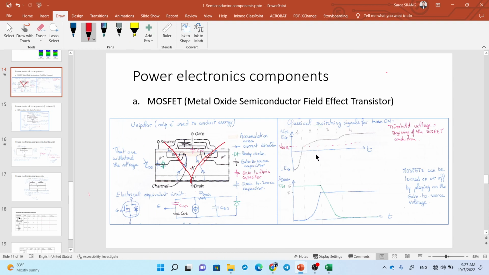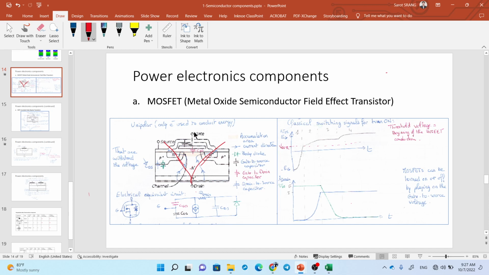So this graph explains what happens if you apply negative voltage on the gate, this is VGS, and then you increase the voltage to the positive side like this, okay, VGS. And what happened with the current and voltage down here?